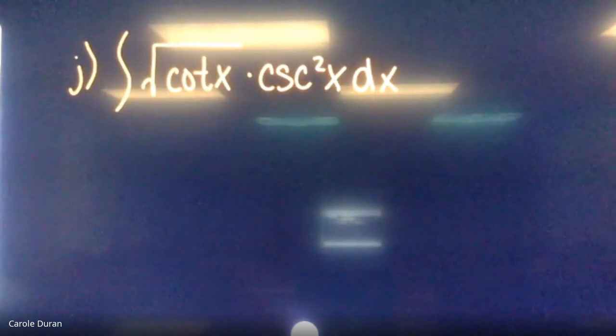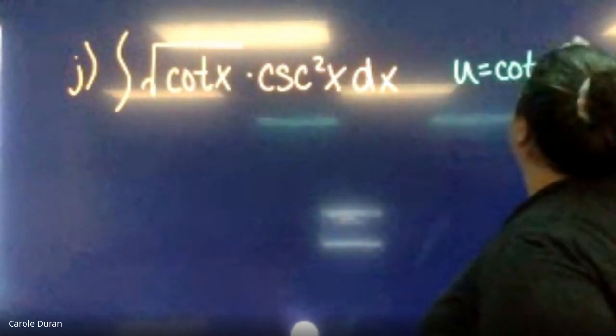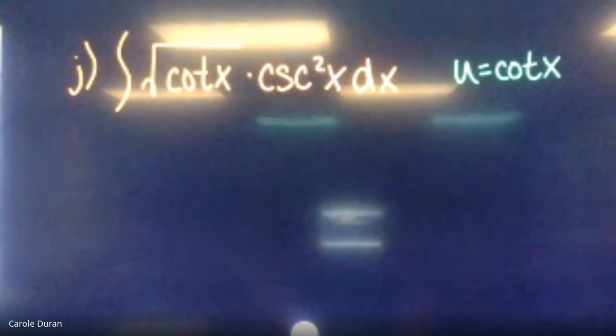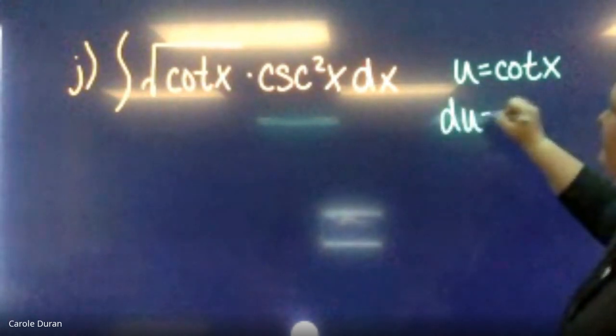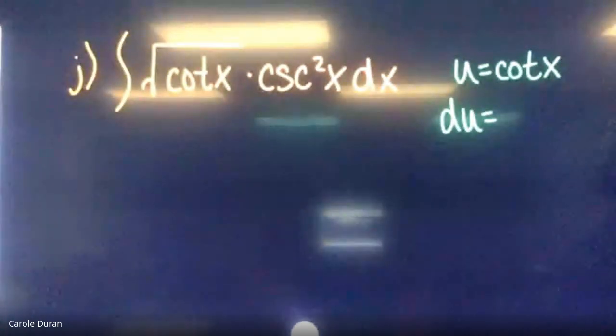So this one is none that we have to switch out. So as I'm looking at this, Ethan, what is my inside function? Cotangent x. Rotering, what is the derivative of my inside function? I'll give you a second to look, that's fine.